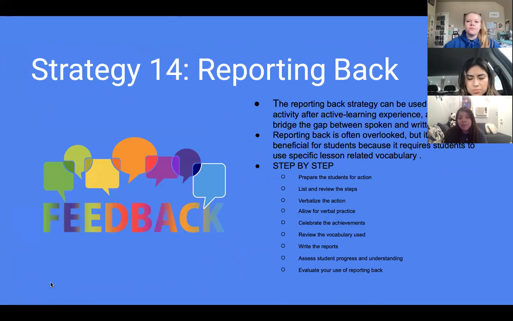The step-by-step for this strategy is: prepare the student for action, listen and review the steps, verbalize the action, allow for verbal practice, celebrate the achievements, review the vocabulary used, write the reports, assess students' progress and understanding, and evaluate the use of reporting back.